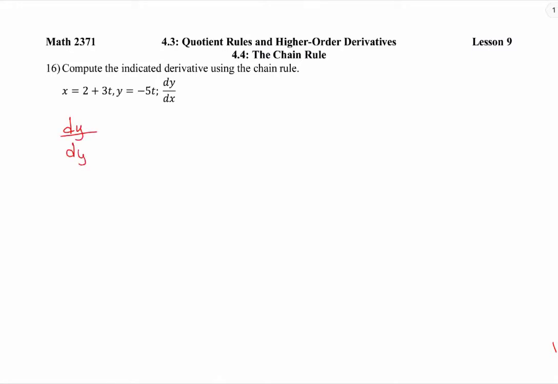So we have dy/dx equals dy/dt times dt/dx. But notice that x is a function of t, not t as a function of x. So what that means is that we need to take x equal to 2 plus 3t and solve for t.